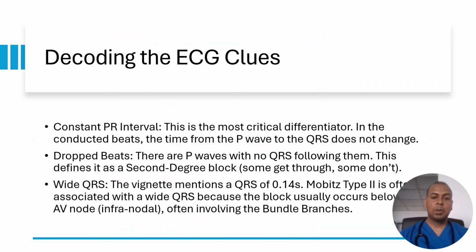All right, so things to look for on the EKG to know that it's Mobitz type 2 AV block. You would have that constant PR interval. You would have drop beats. You would have P waves on the EKG with no QRS following them. And you would have a wide QRS complex. In our vignette, you would have remembered that the QRS was 0.14 seconds. This is usually because the block occurs below the AV node, giving you a wide QRS complex.